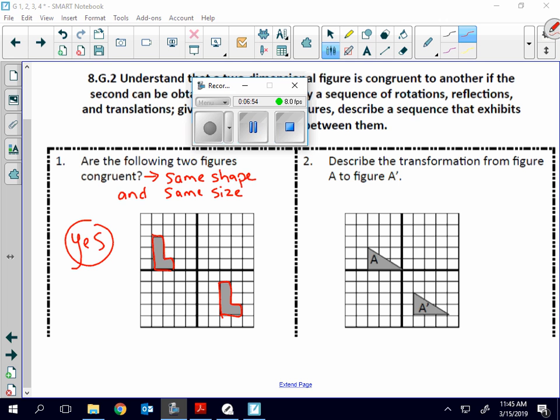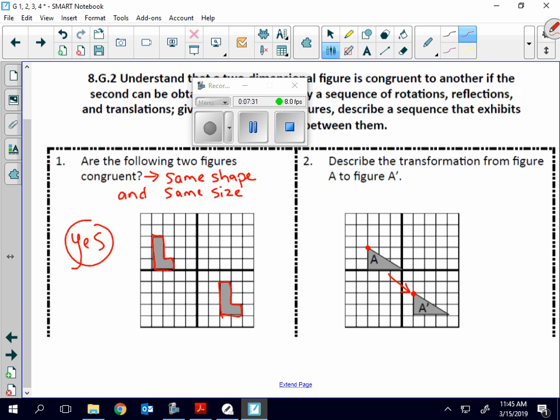Number 2, describe the transformation from figure A to A prime. It's going from here to here. The only thing we could have done here is to slide it. As you can see, its orientation is the same. It hasn't turned around or got reflected or anything like that. It's facing the same way. So what did we do? Well, let's check a point. Any point will do. If I check this top corner, well, the corresponding keyword, vocabulary word, corresponding point in the other figure would be here, right?